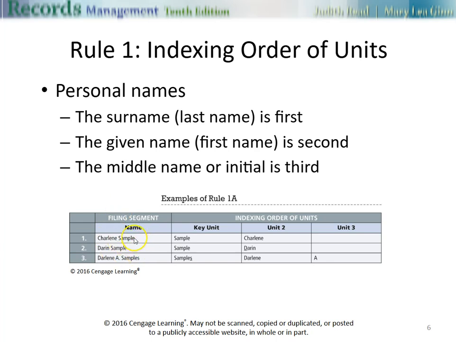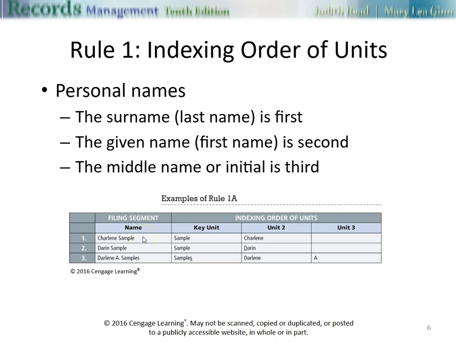So if we take a look at these 3 names here, we have Charlene Sample. These are all personal names, meaning that this is her first name, Sample is her last name. Here, Darren is a first name, Sample is a last name. Here, Darlene is a first name, we have A as the middle initial, and Sample is the last name.